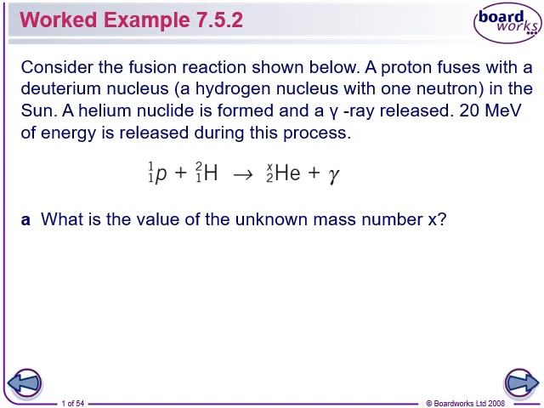Consider the fusion reaction shown below. A proton fuses with a deuterium nucleus, which is a hydrogen nucleus with just one neutron. Sorry, not only one, just one. They often don't have a neutron. In the sun, a helium nuclide is formed and a gamma ray released. 20 mega electron volts of energy is released during this process.